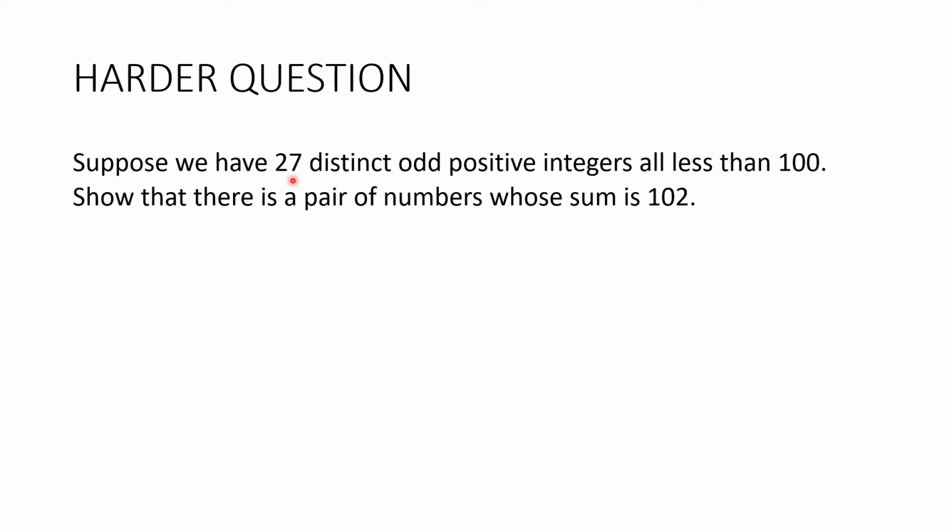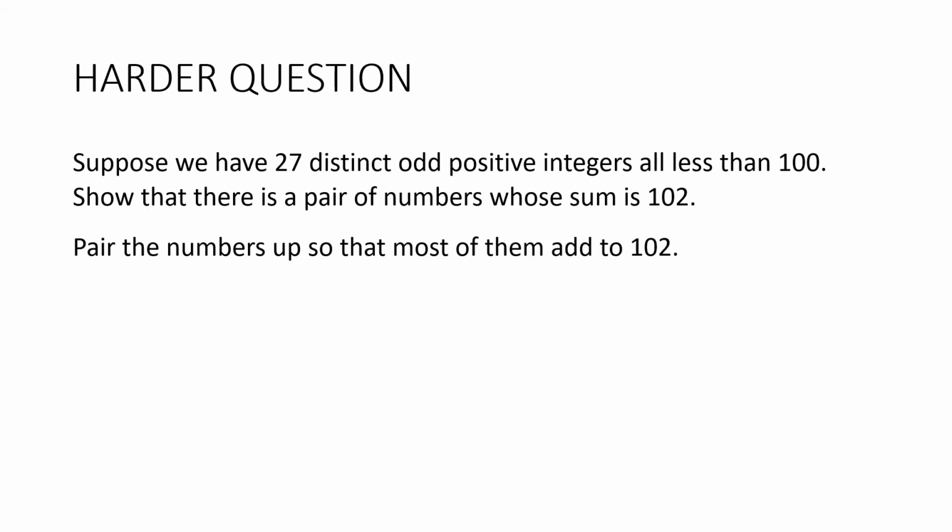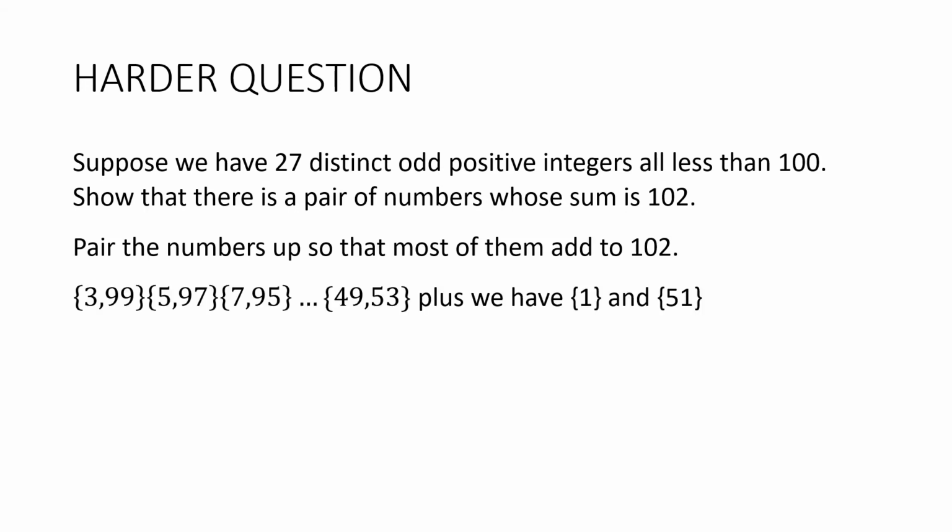Okay, there's 27 of them, but there are no pigeonholes. And the way to get them is to pair up the numbers so that most of them add to 102. So we've got 3 and 99, 5 and 97, 7 and 95, all the way up to 49 and 53. And there are two odd numbers left over. They are 1 and 51.